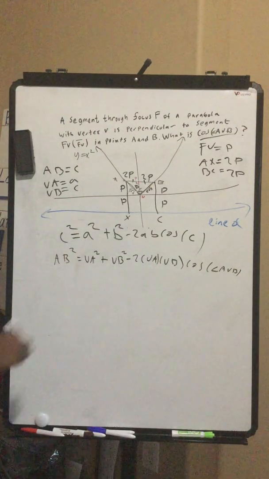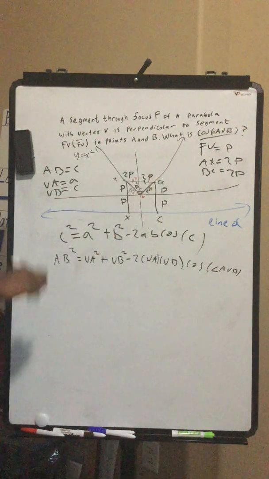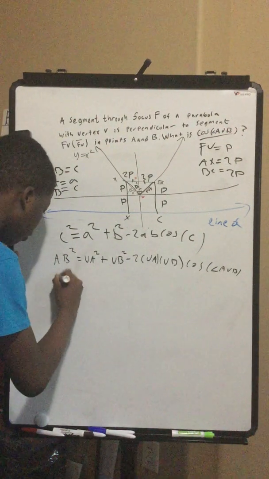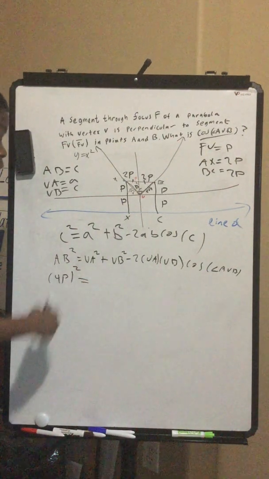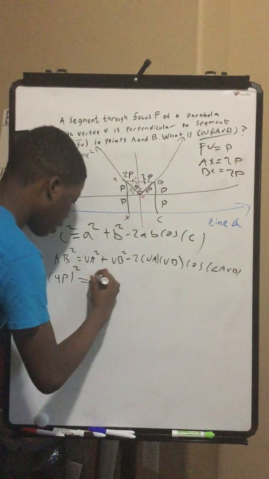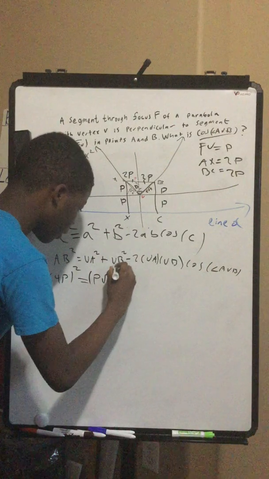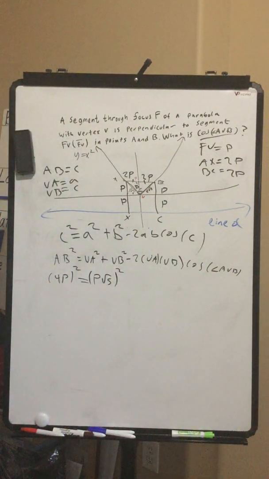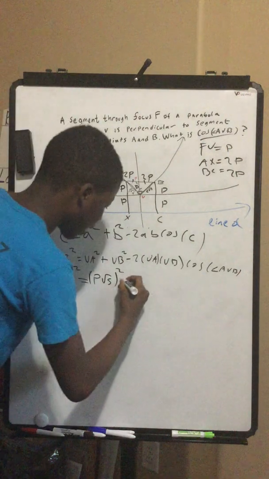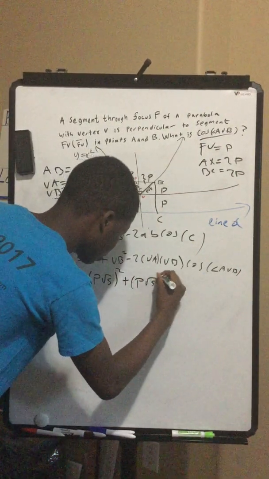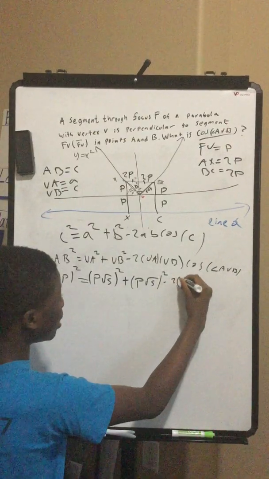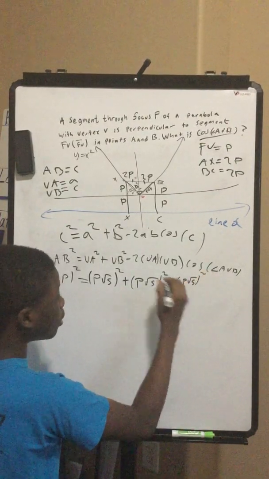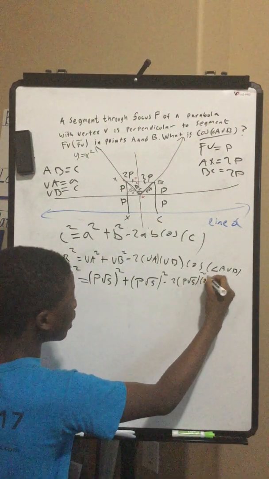AB squared is the same thing as FA plus FB squared, which is 4p quantity squared. Then VA squared, which we said was p root 5, so p root 5 quantity squared. Since VA and VB are equal, VA squared is equal to VB squared, so we also add p root 5 quantity squared. Then, since VA and VB are both p root 5, we subtract 2 times p root 5 squared, times cosine of angle AVB.